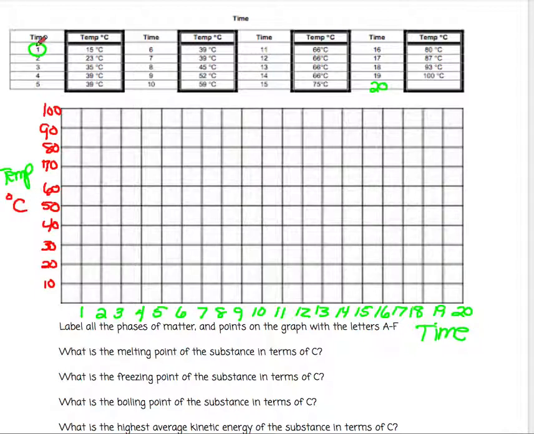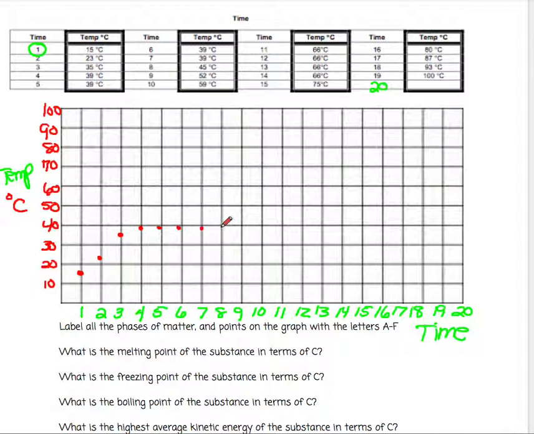Okay, at time 1 minute, we have 15 degrees. Right there. At time 2 minutes, I have 23 degrees. At time 3 minutes, I'm going to go with 35. At time 4 minutes, I have 39. And then at 5 minutes, I have 39. 6 minutes, I have 39. And 7 minutes, I have 39.